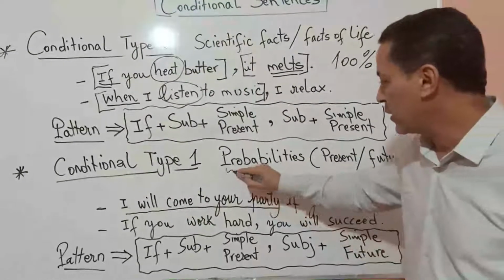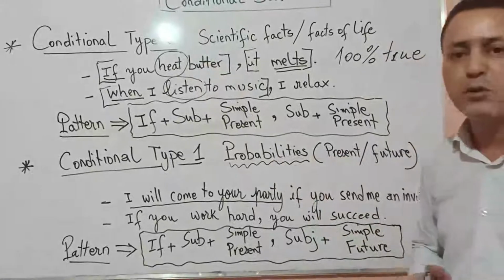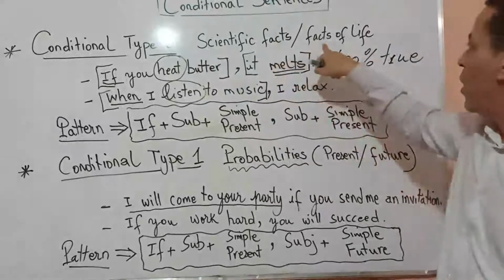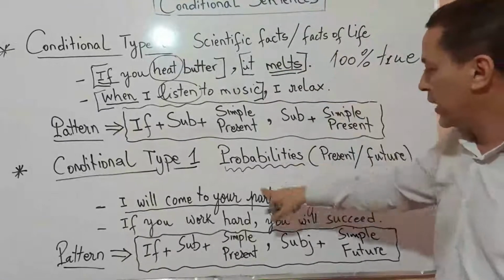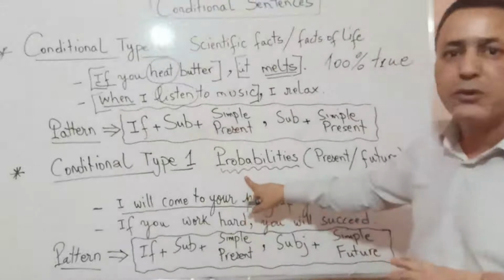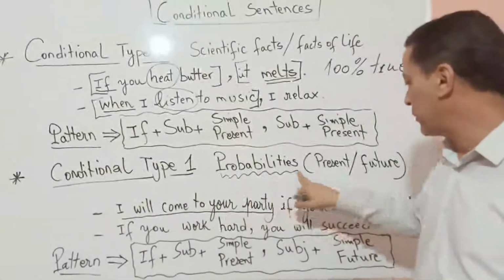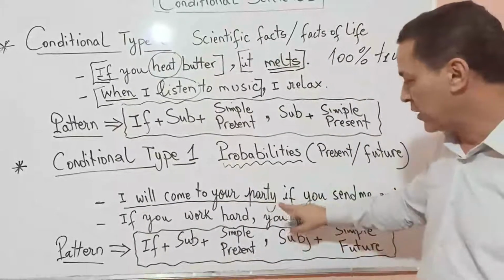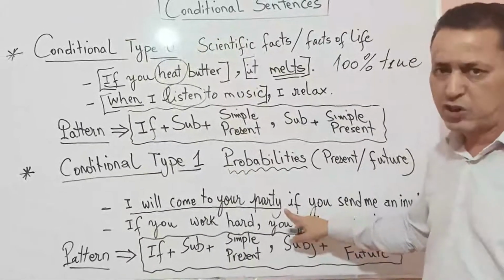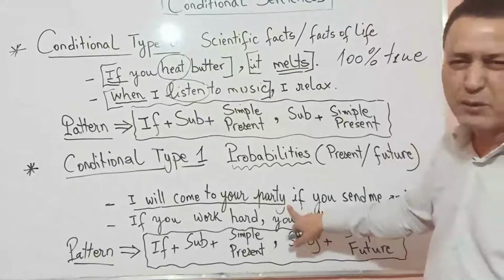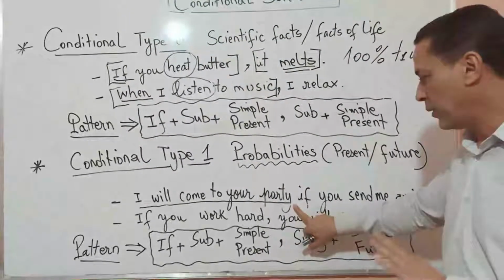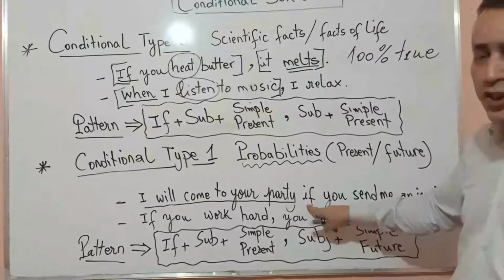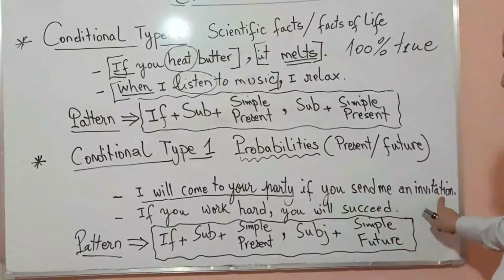That's why we say we are talking about probabilities, probable things, okay? So here, facts, true all the time. Here, sometimes true, can happen or may not happen, okay? Now, "I will come to your party" in the future is like a promise actually. It's not 100% true, so it's probable I will come to your party if you send me an invitation. So the condition is that you send me an invitation.